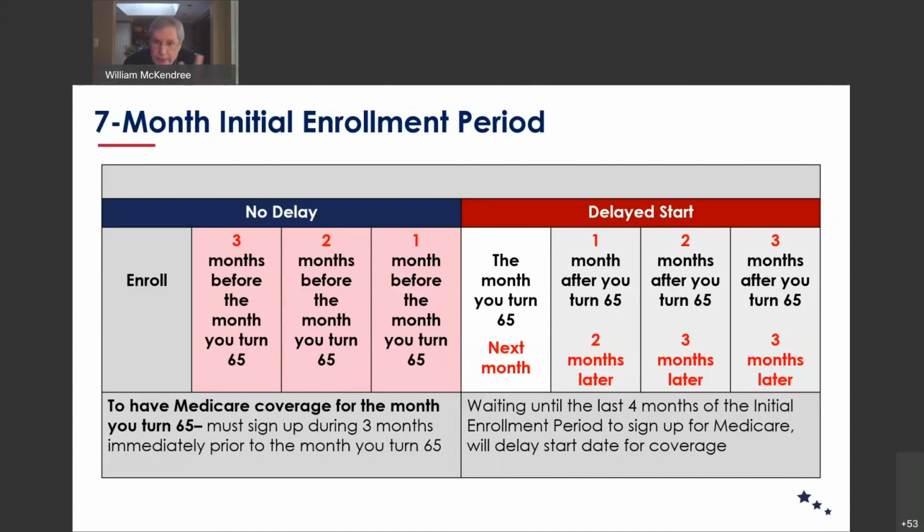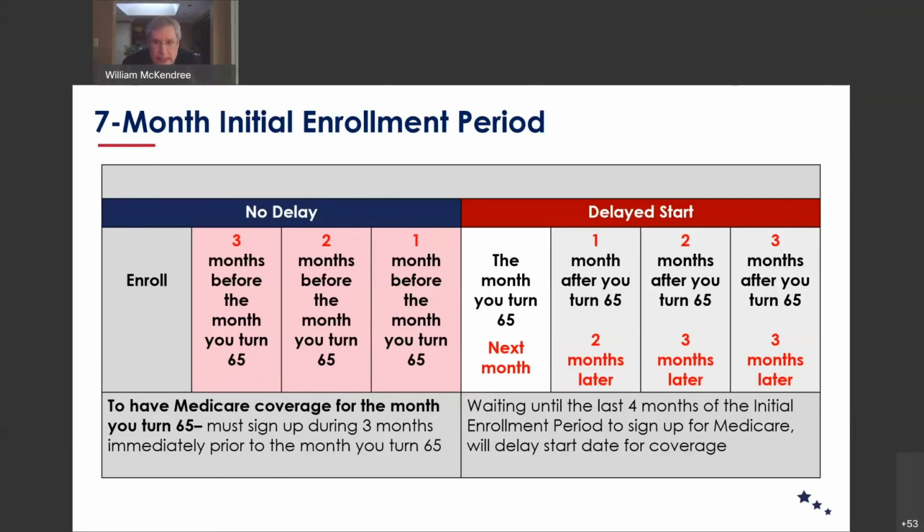If I do that during those 3 months, then I expect that on the first day of the month I turn 65, April 1st in this case, I would enter Medicare Part A and Part B, and I would prepare to have all the private insurance products that I'm going to be utilizing also hit at the same time.